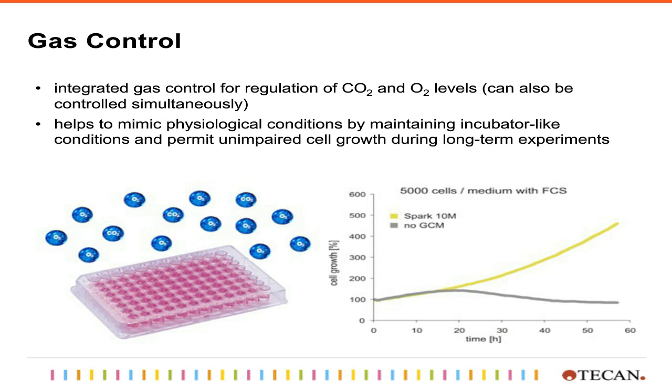You can see this here in the graph on the lower right side of this slide here. The green line representing a Spark 10M compared to a reader without any gas control or a sample without any gas control. And you can see that with the gas control of the Spark, the cells can grow continuously over a period of almost 60 hours, while the cells that have no CO2 supply in this case stop growing after a certain period of time and eventually die.